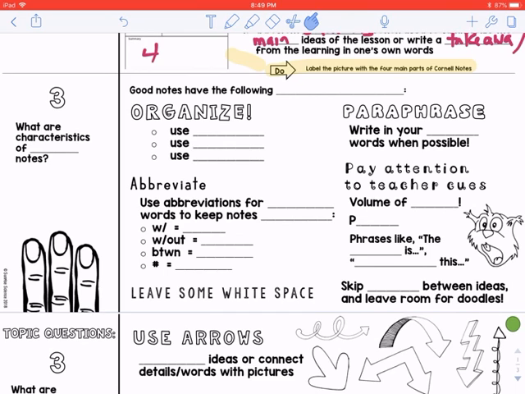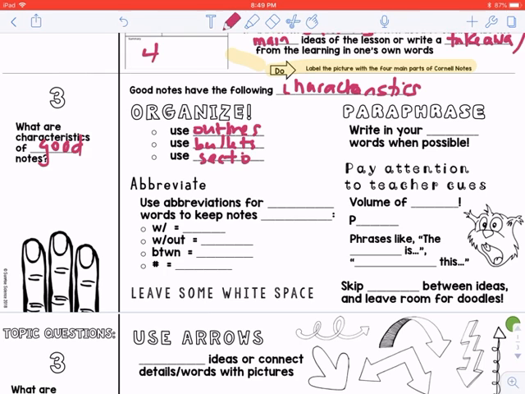So the third question that we have here is, what are characteristics of good notes? And so we're going to take a moment and talk about, for question 3, what are some good characteristics? So good notes have the following characteristics. They're organized, so we use outlines, we can use bullets, we can use sectioning. We also paraphrase things, so we can write them in your own words.